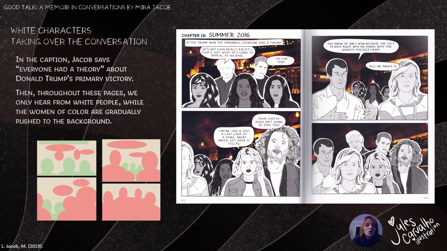The women of color start off here in the foreground, and the narration provides a perspective that actually feels kind of ironic when you read the whole pages. It says everyone had a theory about Donald Trump's primary victory. It's suggested that the white characters in this scene do feel like everyone has had their turn to speak, but they haven't noticed who's been pushed aside from the conversation, as the women of color are shrinking completely into the background. They're not even visible in the last frame, and all the white characters are looking into the camera.